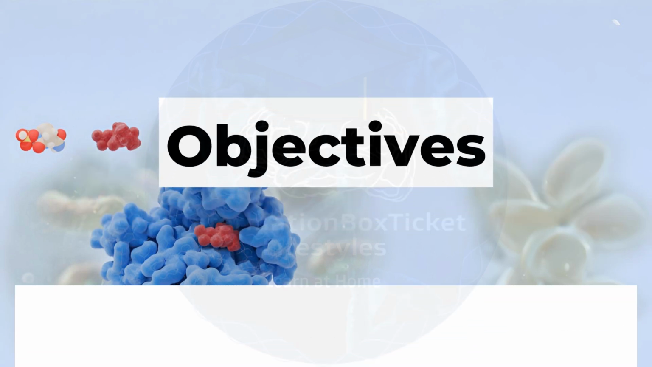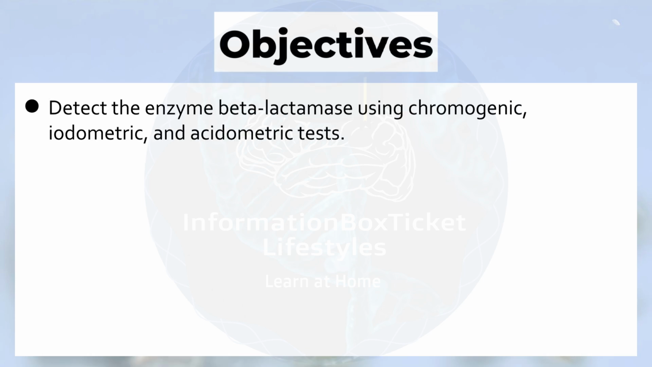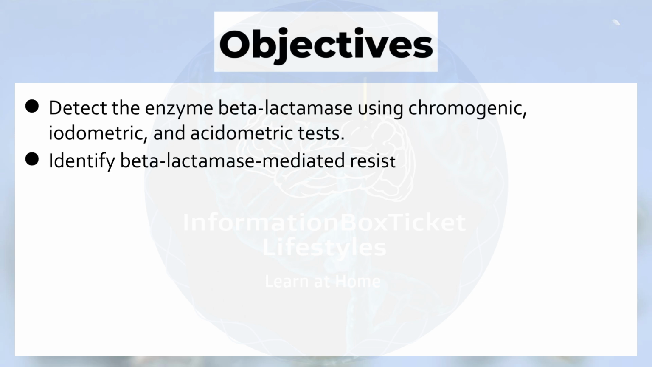Objectives. Detect the enzyme beta-lactamase using chromogenic, iodometric, and acidimetric tests. Identify beta-lactamase-mediated resistance in various bacterial organisms.